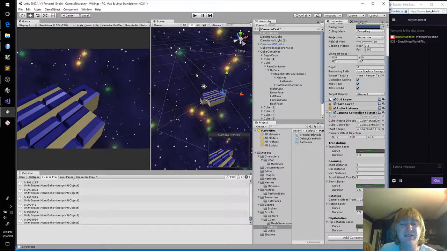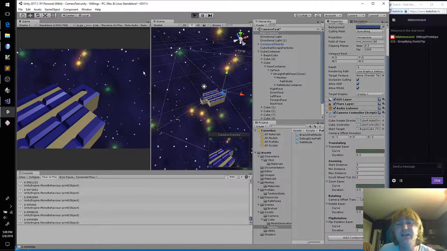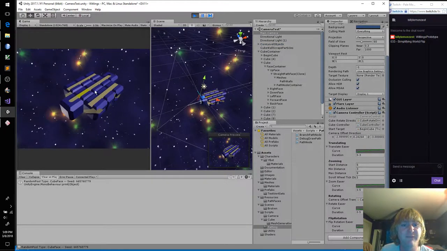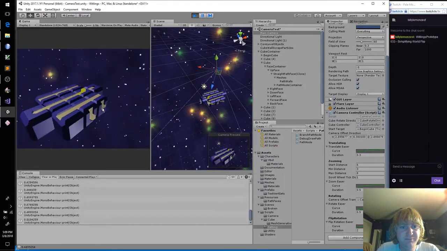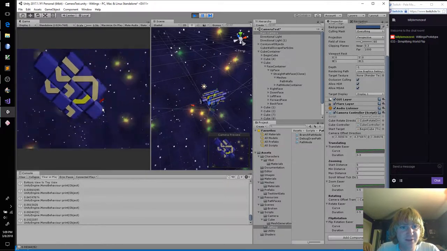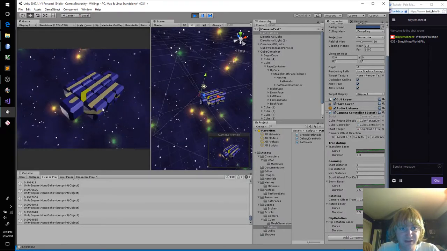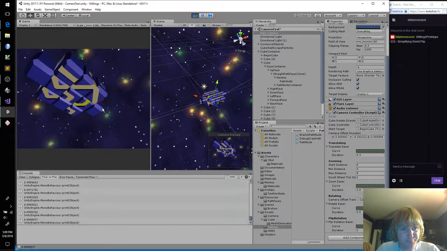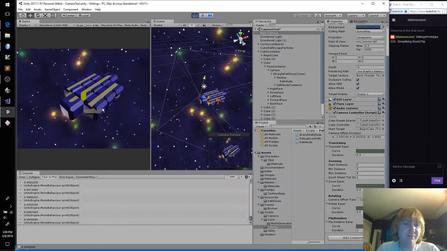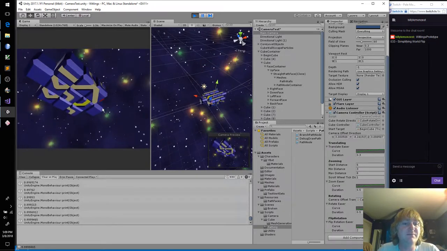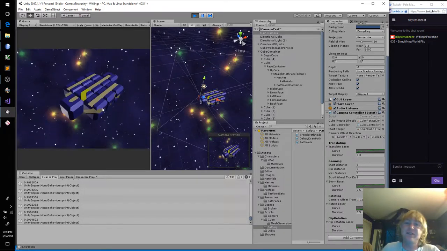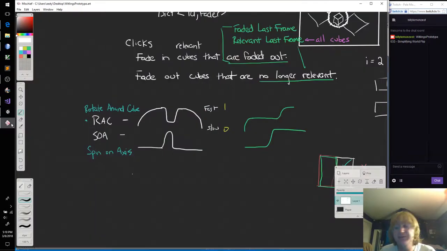But let's see. So the idea is, did it ever work correctly? I thought I saw it work correctly once. No. It's going to look so cool if we can get it not to flip. But let's see.